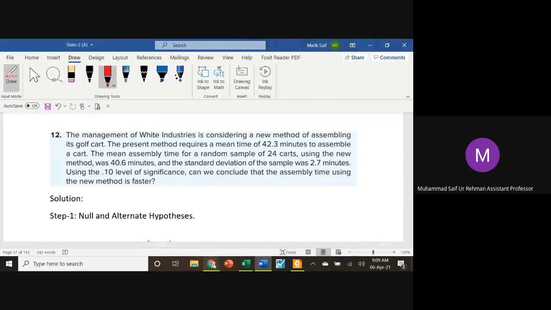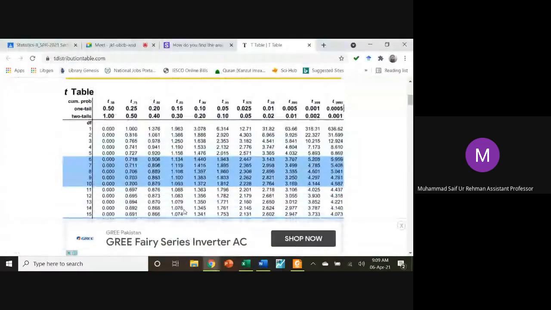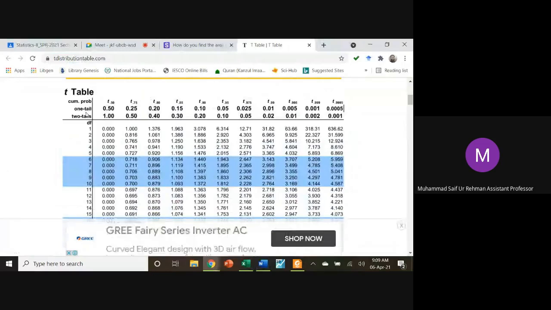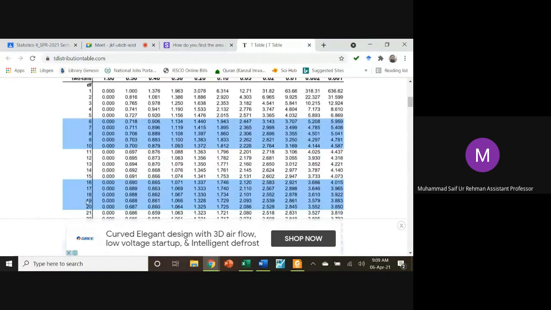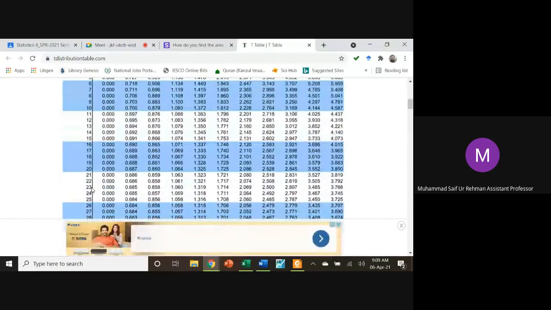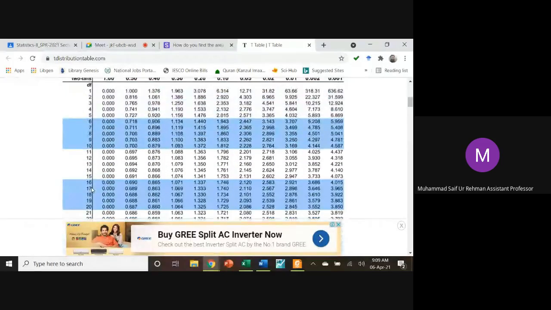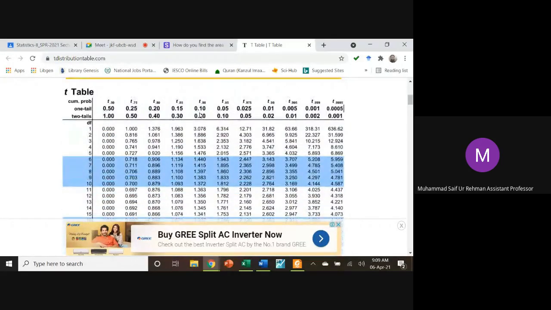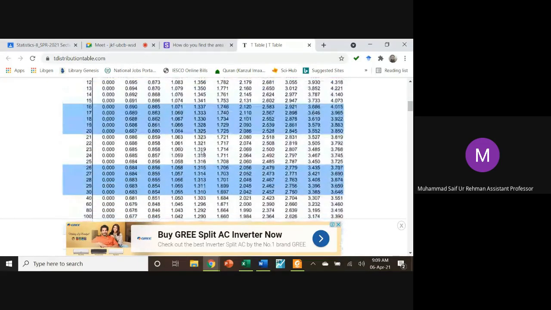This is single tail. So you will come in this table, one tail or single tail, and come down to 23. Where is 23? This is 23. And the level of significance is 0.10. So this value will be written: 1.319. 1.319 is the critical value.